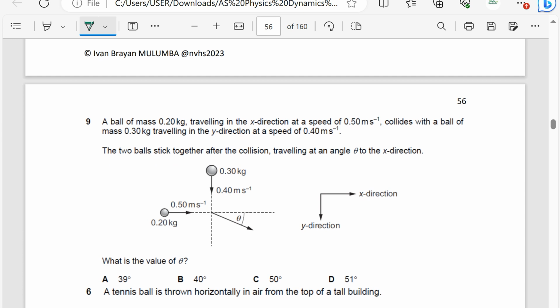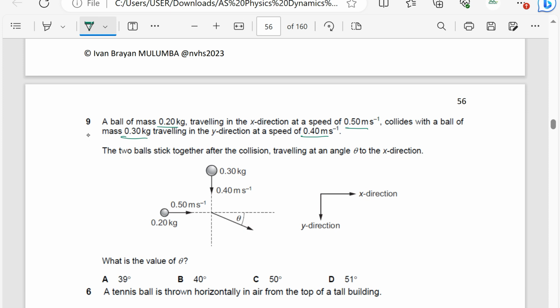A ball of mass 0.2 kilograms traveling in the x direction at a speed of 0.5 meters per second collides with a ball of mass 0.3 kilograms traveling in the y direction at a speed of 0.4 meters per second. The balls stick together after the collision, traveling at an angle theta to the x direction.